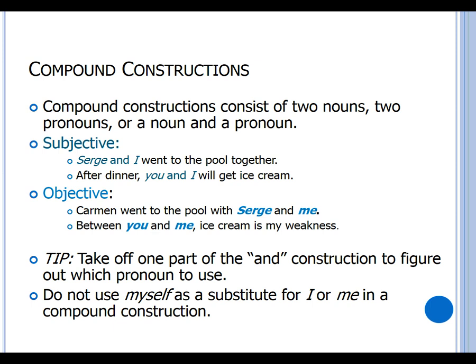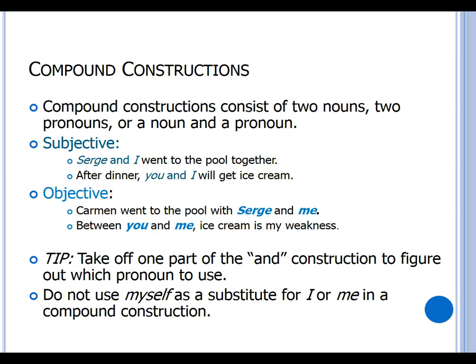Compound constructions consist of two nouns, two pronouns, or a noun and a pronoun. Let's look at some examples of sentences with compound subjective pronouns. Serge and I went to the pool together. After dinner, you and I will get some ice cream. Now let's look at some examples of sentences with compound objective pronouns. Carmen went to the pool with Serge and me. Between you and me, ice cream is my weakness.